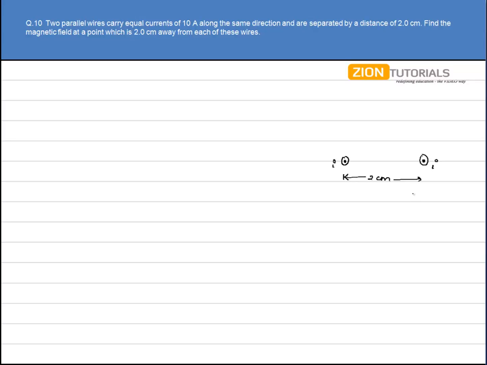Now we have to calculate the magnetic field at a point which is at a distance 2 centimeter from both the wires. So let's say this is a point A which is at a distance 2 centimeter from both the wires. So here we have an equilateral triangle. Fine. So the magnetic field direction will be like this. Due to this current carrying conductor, the magnetic field will be in this direction, where this angle is 90 degree.